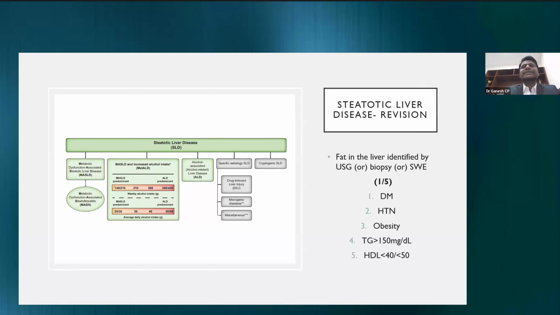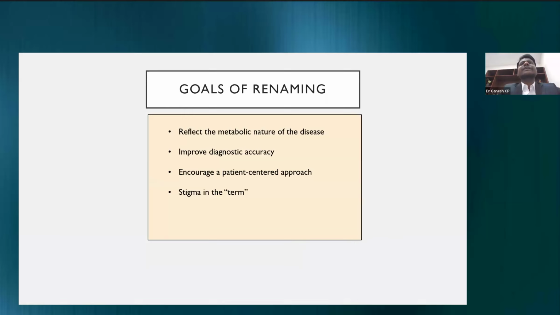So I want people to understand what MASLD is and how they have defined it. That is fat plus one among the 5 metabolic dysfunctions. So what is the goal of renaming this disease? In the previous name, NAFLD, non-alcoholic fatty liver disease, there is nothing in the name to describe the pathobiology of the disease. But in this name, MASLD, Metabolic Dysfunction-Associated Steatotic Liver Disease, the name itself defines the pathobiology of the disease. And it also helps in improving the diagnostic accuracy.